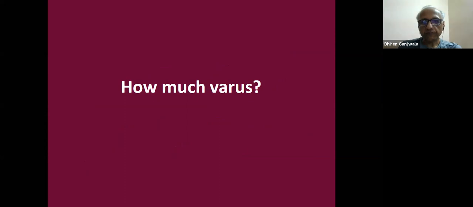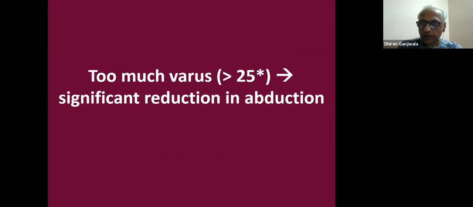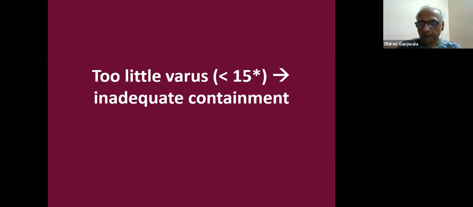Next. So then there was a question: how much varus should one consider? To answer that question, we need to understand that each degree of varus we carry out reduces the amount of abduction. Suppose we carry out 5 degrees of varus, that will reduce 5 degrees of abduction. So if you do too much varus, if you try to bring the affected area into the center by too much varus, say 25 degrees or more, then that much abduction is restricted. And we know that for walking and daily activity, we need abduction.